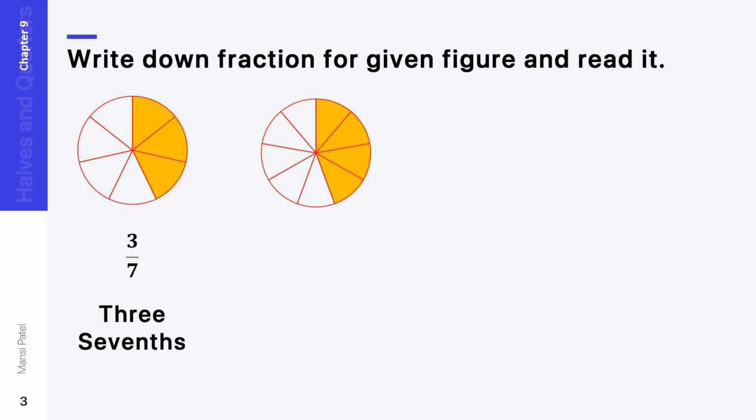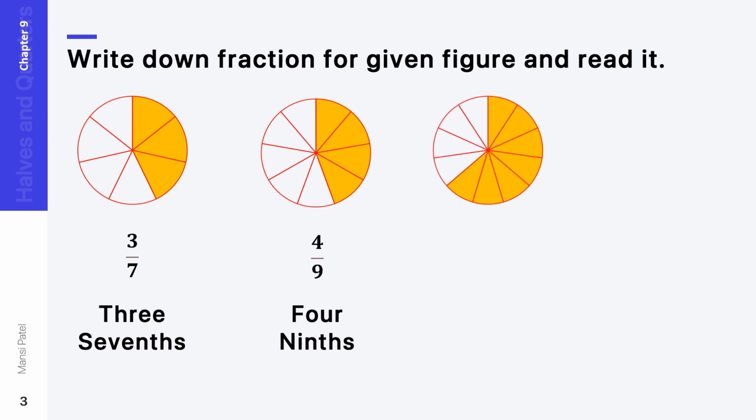See another figure. How many total parts are there? There are total 9 equal parts of this circle. So 9 we have to write down in the denominator. Out of these 9, how many parts are shaded? There are 4 shaded parts. So we have to write down 4 in the numerator and 9 in the denominator. What is the number name for this fraction? The number name for 4 upon 9 is 4 ninths.